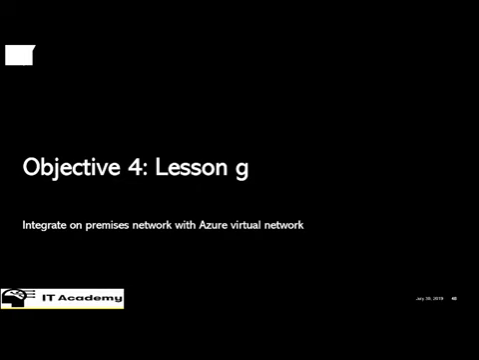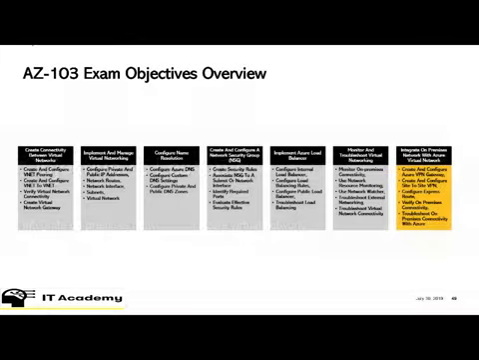In Lesson G of Objective 4, we're going to learn how to integrate our on-premises network with an Azure Virtual Network. Perhaps the biggest and most significant sub-objective of the AZ-103 exam is integrating an on-prem network with an Azure Virtual Network. We're going to take a look at how we implement a site-to-site VPN and connect an on-premises network into Azure. We'll also take a look at how ExpressRoute provides a private circuit connection for that.